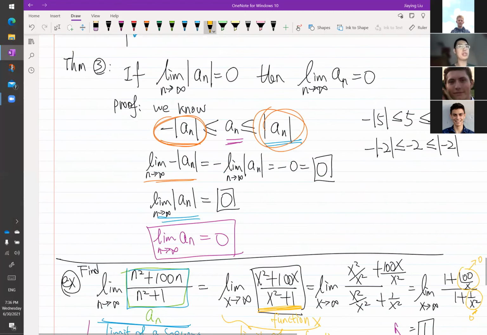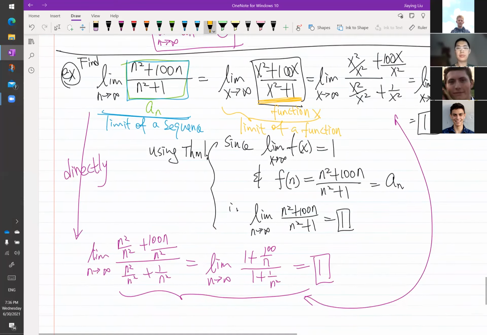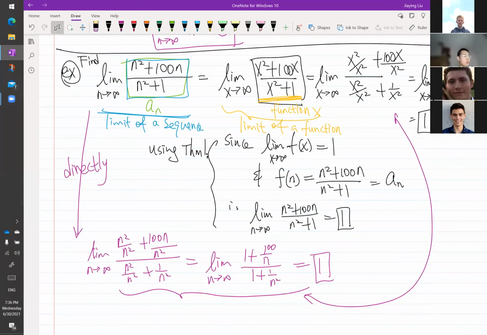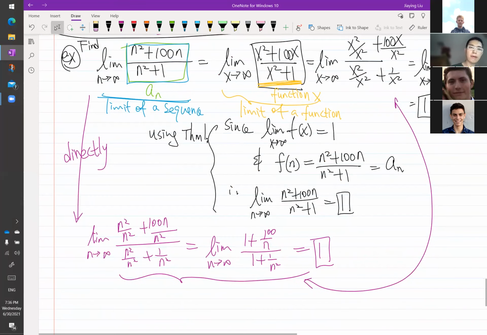That sort of answer your question, Sam? Yeah. Okay. So just keep those in mind. So whenever you work with a limit as n goes to infinity of some expression, here we talk about sequence. We're not talking about a function that depends on n. We talk about sequence. Okay.